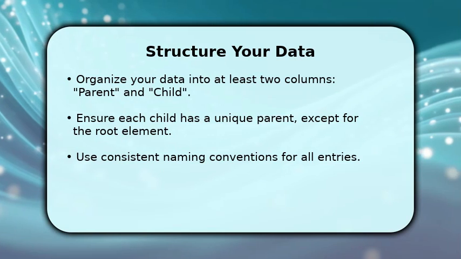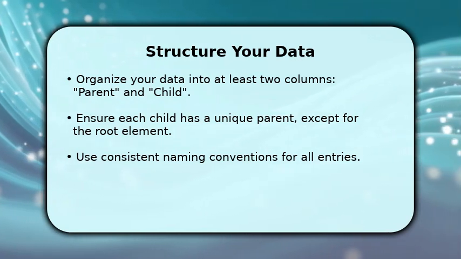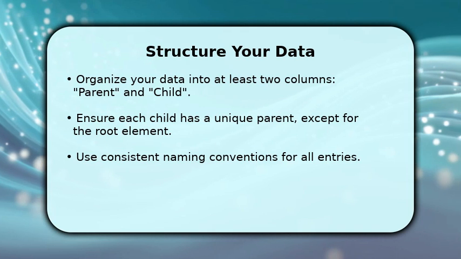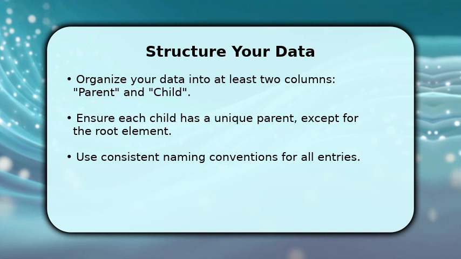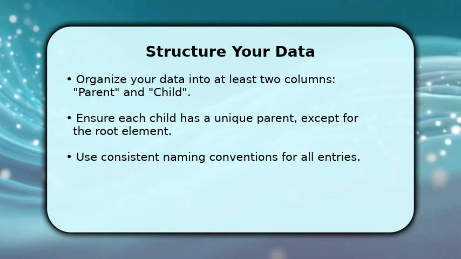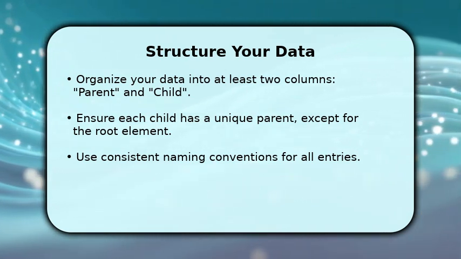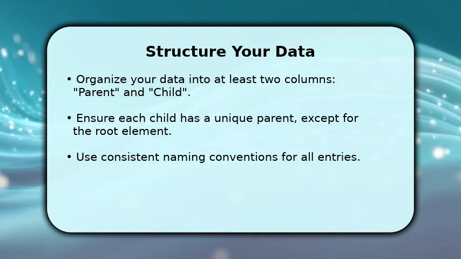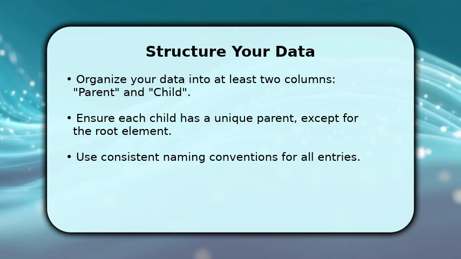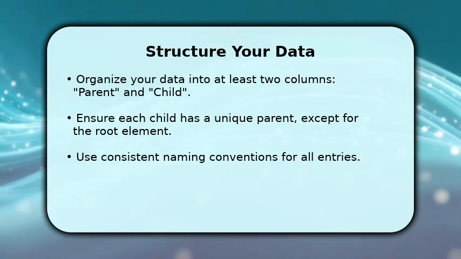To begin, structuring your data correctly is paramount for creating an effective tree chart. You'll need at least two columns, one for the parent and another for the child relationship. For instance, if A is the parent of B, then A goes in the parent column and B in the child column. The root element, which has no parent, will have a blank or null entry in its parent column.